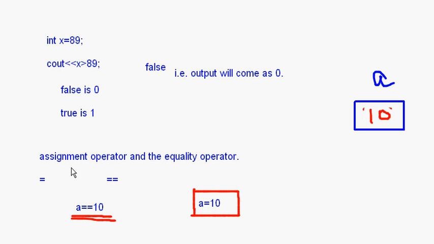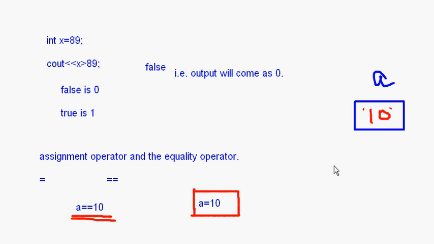So you should be careful while using this assignment and equality operator. You should take care that if you want to use the equality operator, you have to put two equal to signs, and if you put one equal to sign, that is the assignment operator, which has a totally different meaning, right?